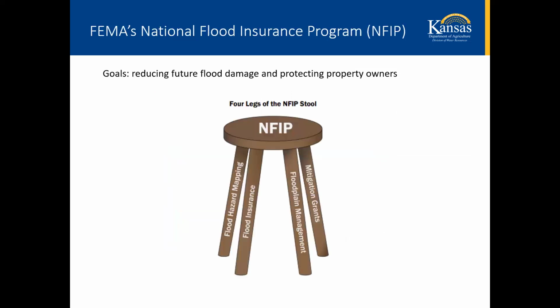So the NFIP, or the National Flood Insurance Program, is aimed at reducing future flood damage and protecting property owners from flood damage. So they've kind of set it up as a four-legged stool of the NFIP. So you have the flood hazard mapping, so we know where the risk is located. We have the flood insurance arm of the program that provides flood insurance to those in the floodplain and those outside of the floodplain as well.